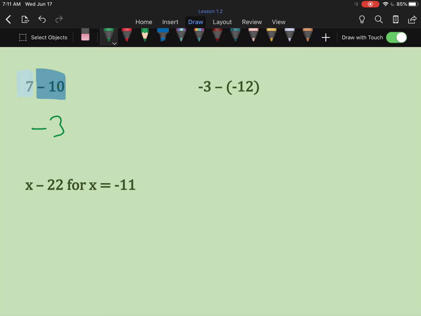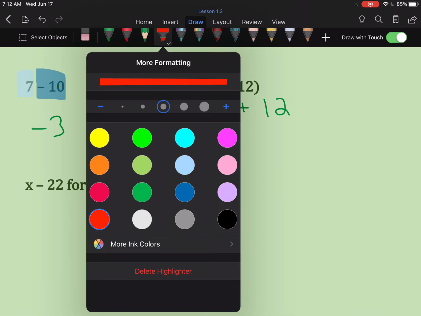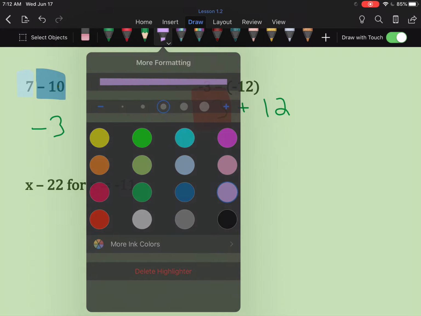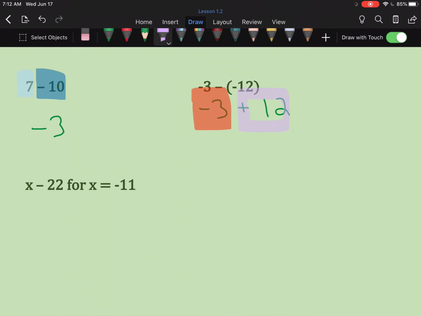Again, here, this minus negative, I do not like. I would rather see that as -3 plus 12. Because now when I look at this, I can say, okay, we have a -3, and we also have ourselves a +12. So, different signs. I'll be subtracting. The bigger number is 12. 12 is positive, so my answer will be positive. And 12 minus 3 is 9.